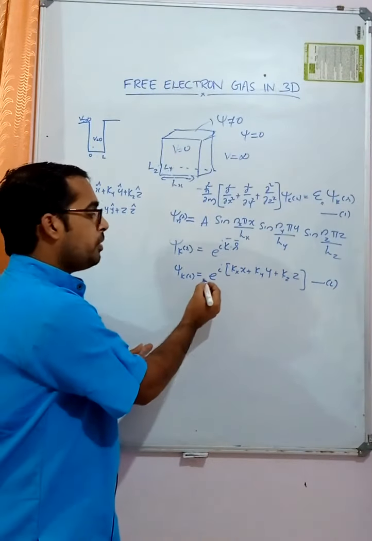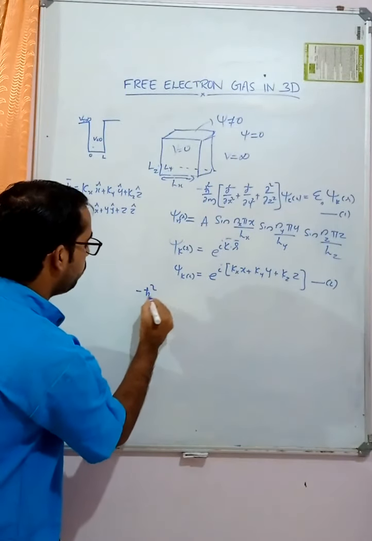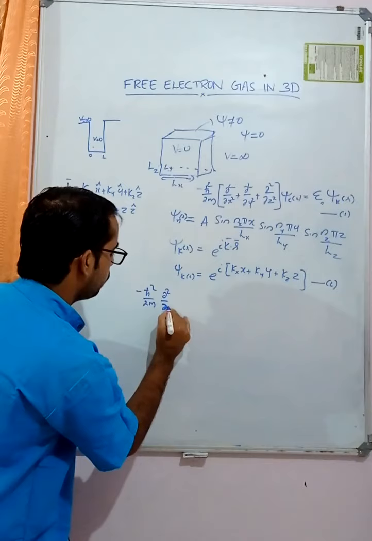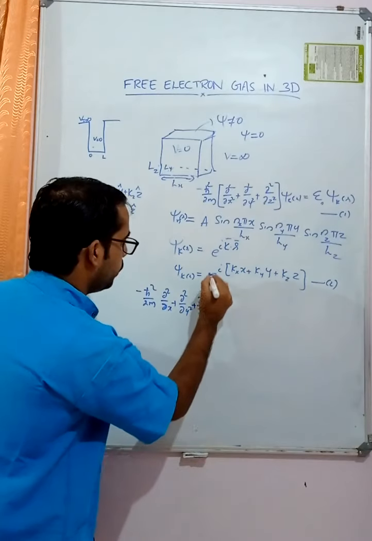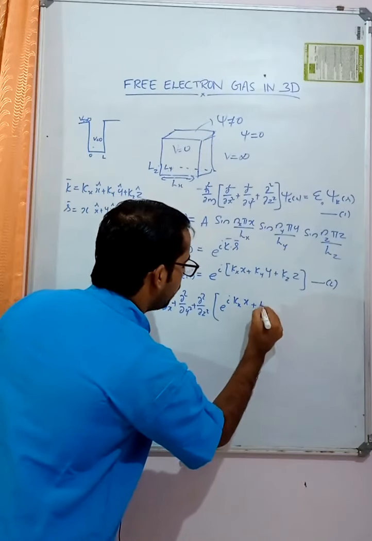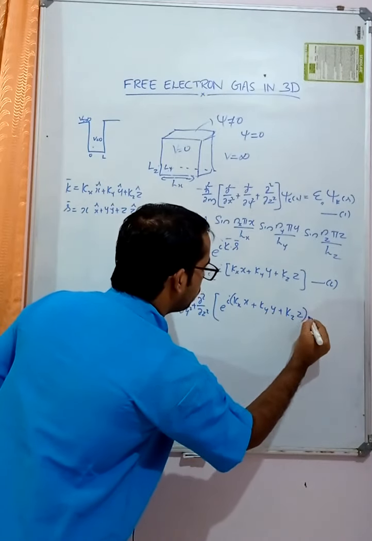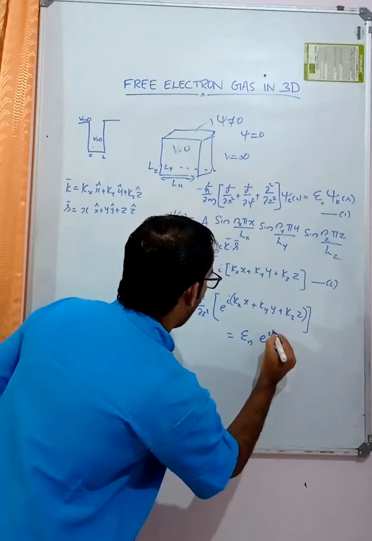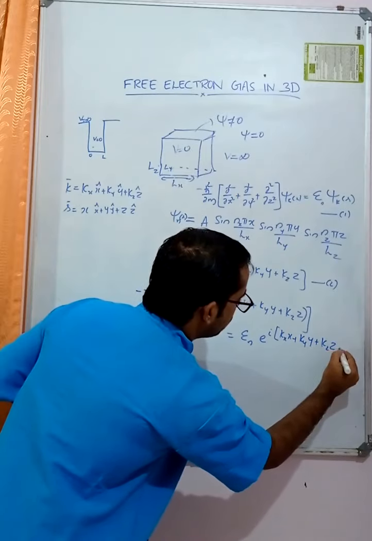Now we substitute the plane wave solution in our three-dimensional Schrodinger equation, so this will be minus h cross square by 2m into del square by del x square plus del square by del y square plus del square by del z square, acting on this term, e raised to i (kx x plus ky y plus kz z), which is equal to, the right hand side, En times e raised to i (kx x plus ky y plus kz z).